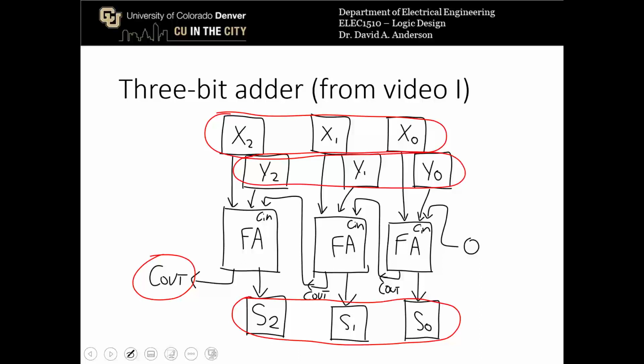One problem with the circuit is that the calculations cannot all happen at the same time. For example, if we want to use this full adder to calculate S2 right here, we need the value of the carry out from the previous full adder. That means that the calculations in the previous full adder must run first before we're able to calculate S2 from this full adder.